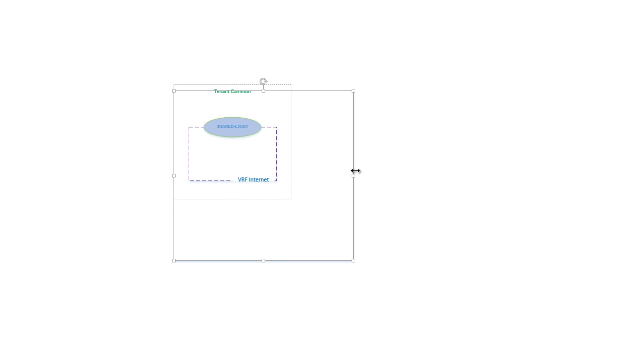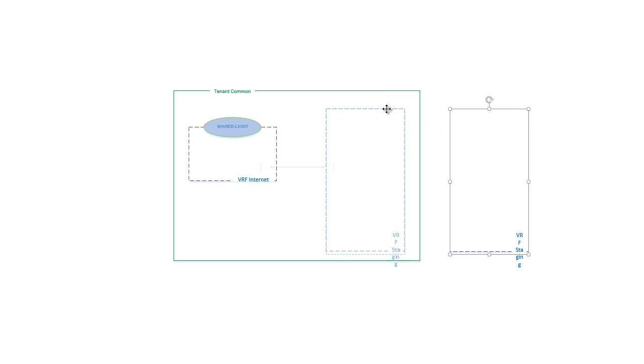We're going to call this shared L3 out. Okay, let's make this a little smaller. Tenant common is going to have some other services in here. So let's create another VRF. This is going to be our VRF for shared services.